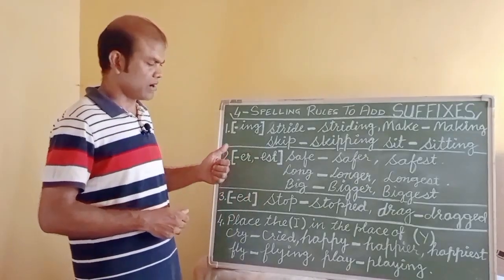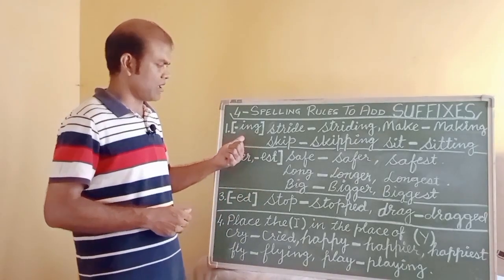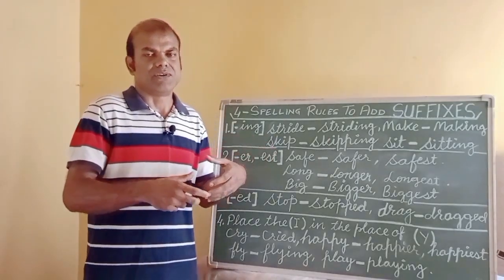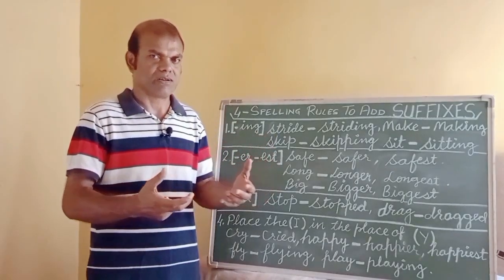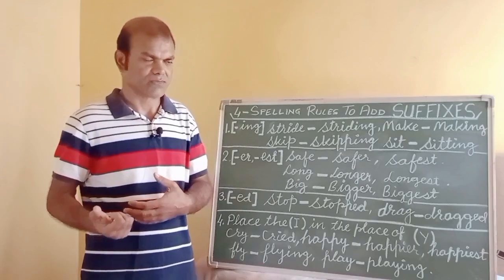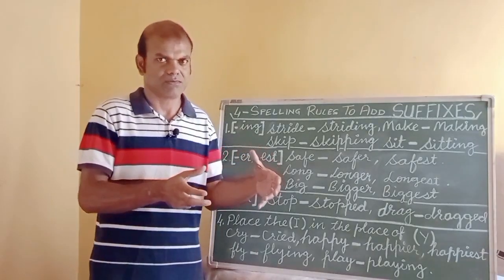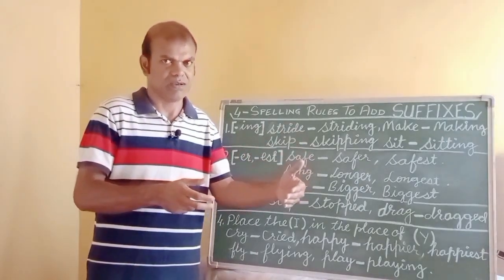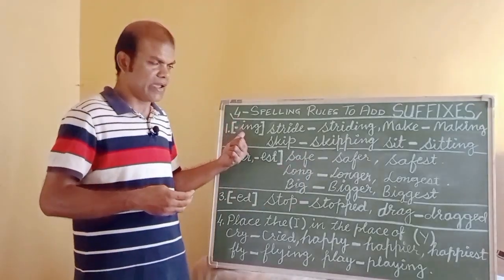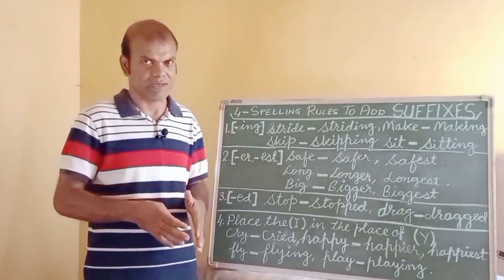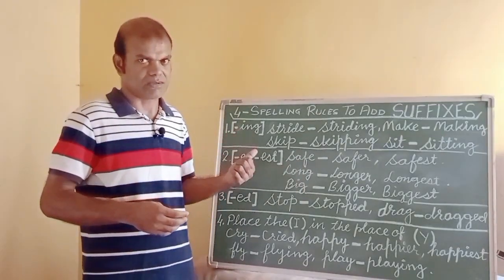Now we are going to start with number 1, ing. We use the ing suffix to change a word into the present participle form of a verb. If you see a word which ends with an e at the last, to add the ing suffix, we are going to drop the e. You will understand in the example.